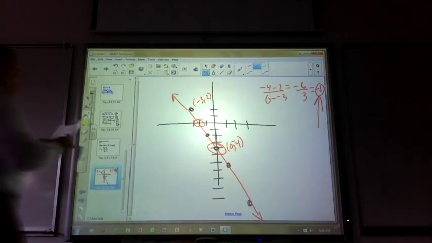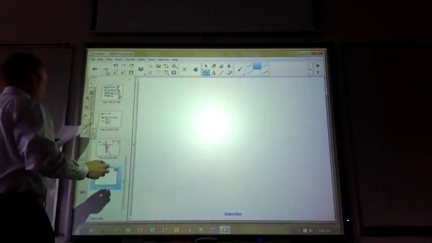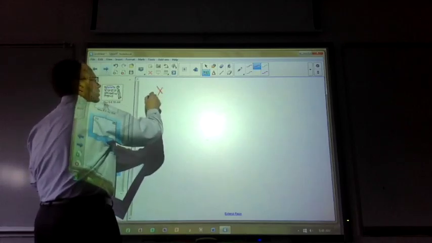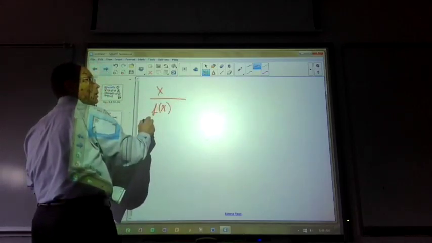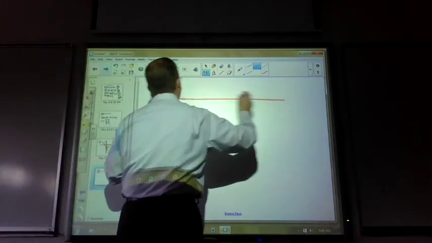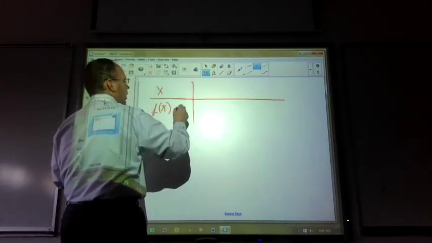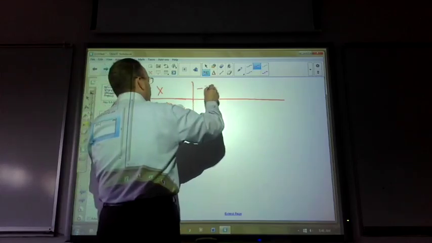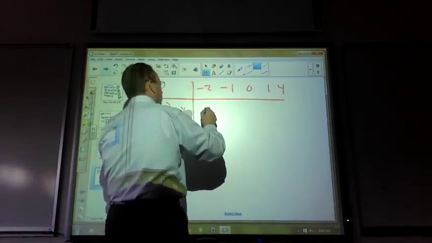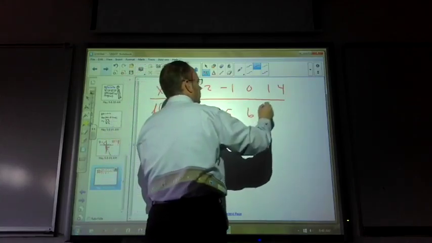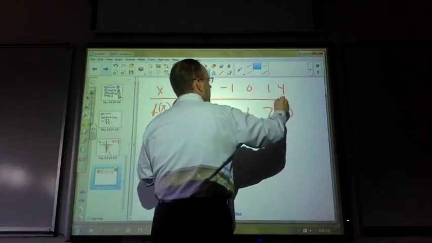Given the table, write the function. Ooh, given the table, write the function, really. So x and f of x. f of x is the same thing as what? Y, good. So that's the same thing as y. So I have the x values negative 2, negative 1, 0, 1, and the y values 4, 5, 6, 7, 10.